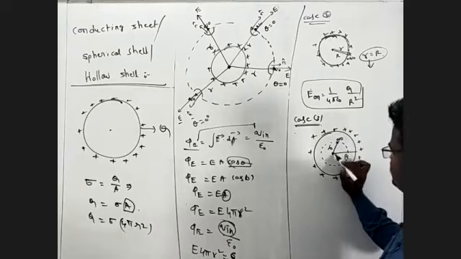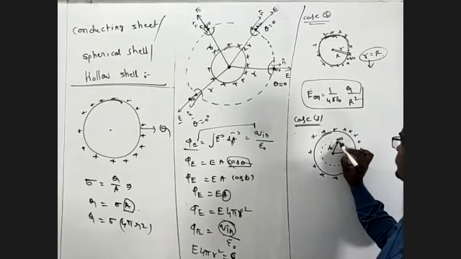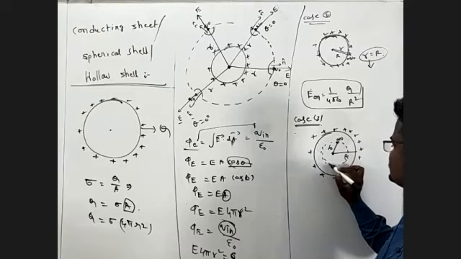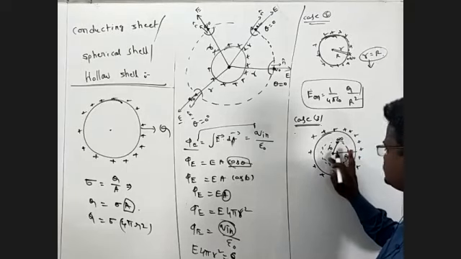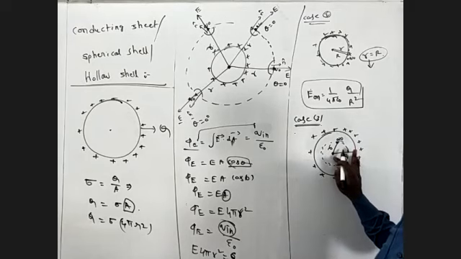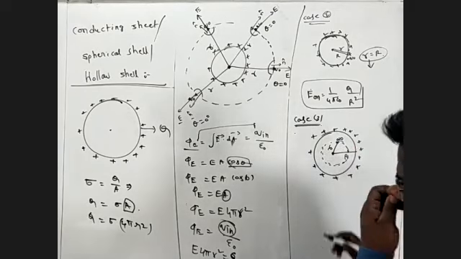So inside the Gaussian surface, is any charge present? This is Q naught. So this is a Gaussian surface. Inside the Gaussian surface, is any charge present? There are no charges inside the Gaussian surface.